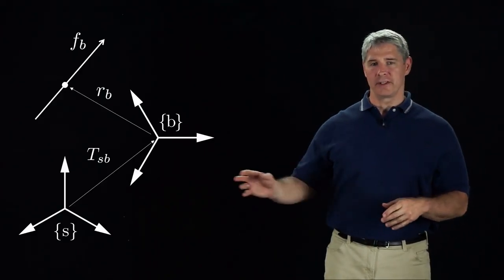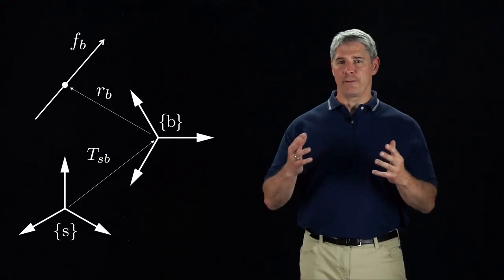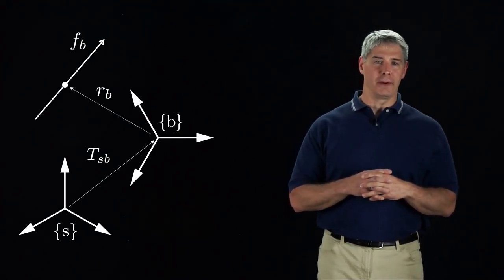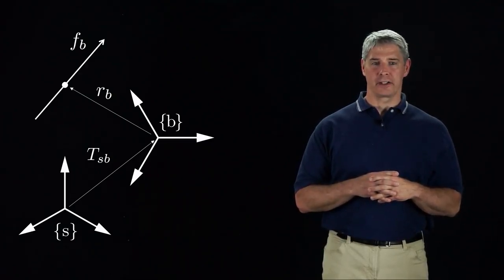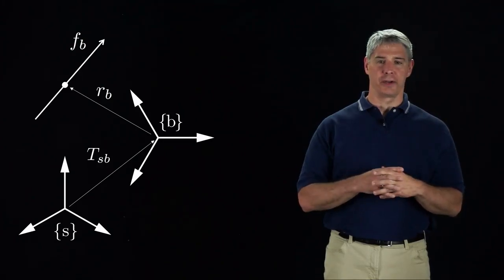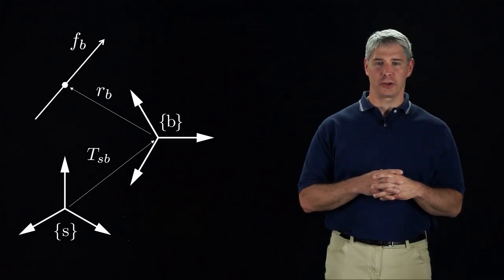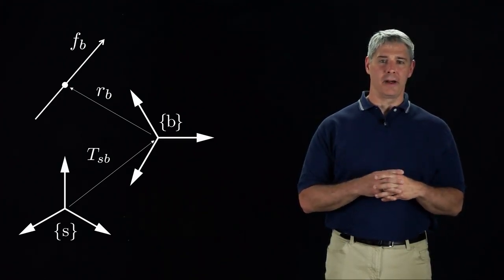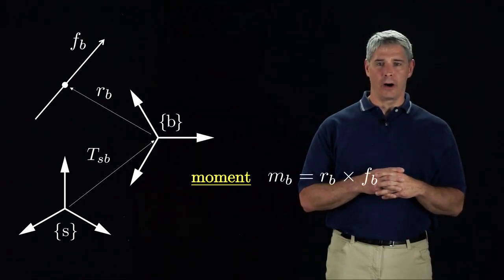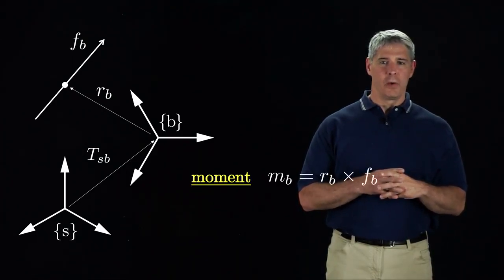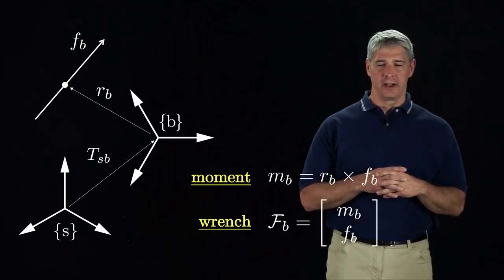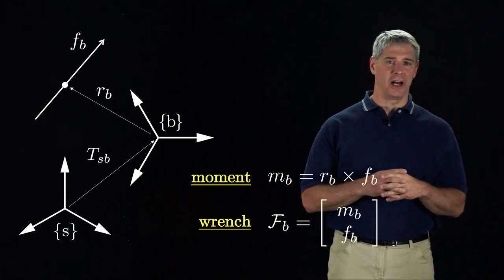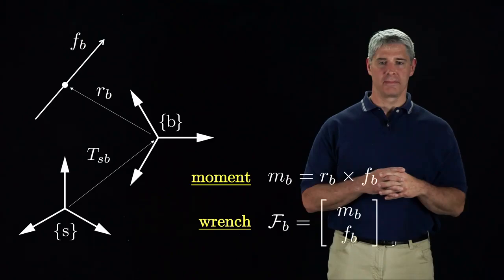Here we see two frames, S and B. A line of force FB acts at the point RB, both represented in the B frame. FB is a 3-vector specifying the magnitude of the force in 3 directions. From physics, we know that this force induces a 3-vector torque, or moment, about the frame B, equal to RB cross FB. We can package the moment and the force together in a single 6-vector called the wrench, just as we package the angular and linear velocity of a rigid body into a twist.